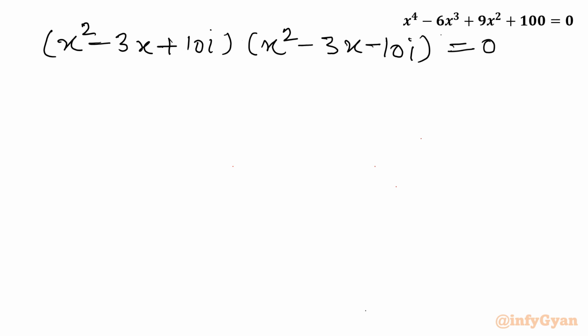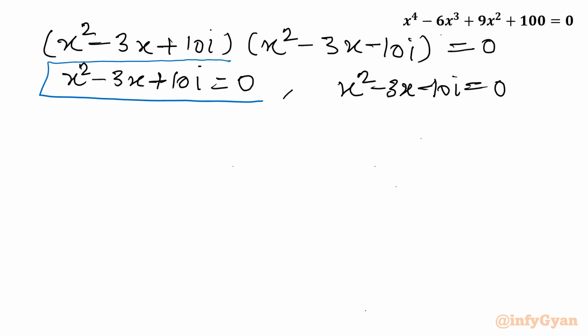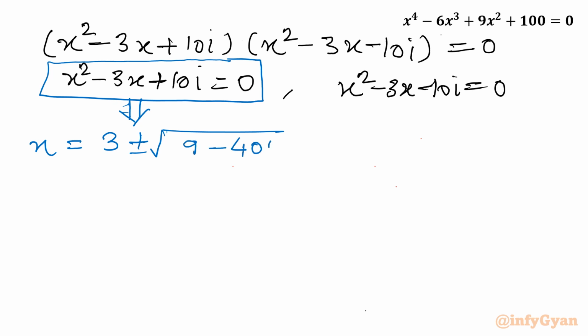So let us solve both the quadratics putting equal to 0. So let me write x square minus 3x plus 10i equal to 0. Two solutions we will get from here, and from the second bracket putting this equal to 0, we will be having two more solutions. Let me consider the first quadratic equation. So I will use quadratic formula. x is equal to minus b, minus of minus 3 plus 3, plus minus square root of b square, 3 square is 9, minus 4ac, so minus 40i, divided by 2a, so 2.